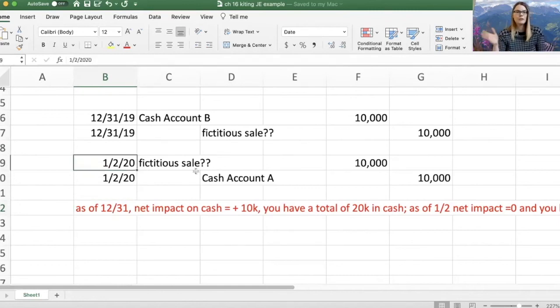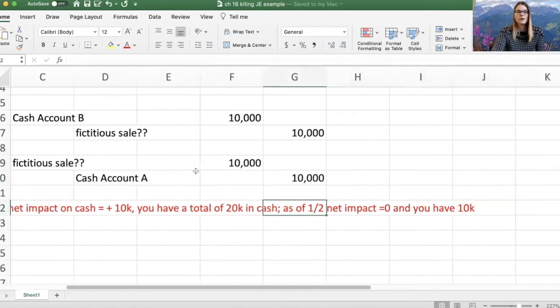Now, on January 2nd, when that deposit actually clears the bank, I will credit my cash account A. And I'll go ahead and get rid of that fictitious sale because I don't really want anyone to find it. So I'm doing this January 2nd. That's about when the transaction actually does clear the bank on the other side. So as of 1/2, my net impact in terms of what's happening with cash will be 0. I'll have 10K in cash sitting in account B.